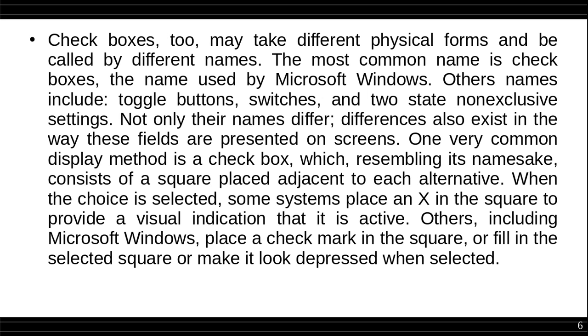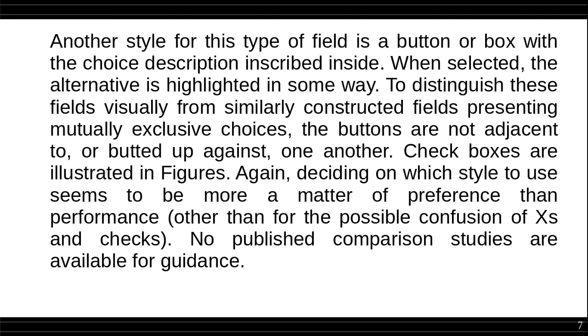Not only their names, differences also exist in the way these fields are presented on screens. One very common display method is a checkbox, which, resembling its namesake, consists of a square placed adjacent to each alternative. When the choice is selected, some systems place an X in the square to provide a visual indication that it is active. Others, including Microsoft Windows, place a check mark in the square or fill in the selected square, or make it look refreshed when selected.